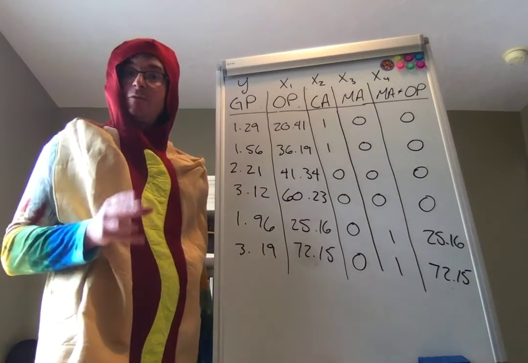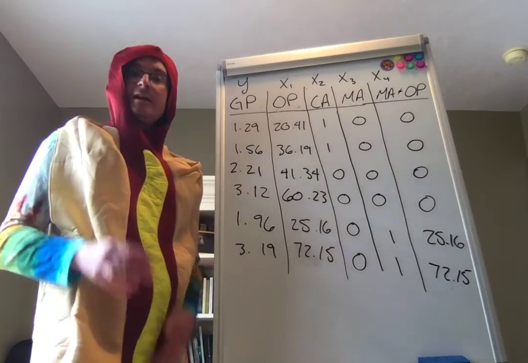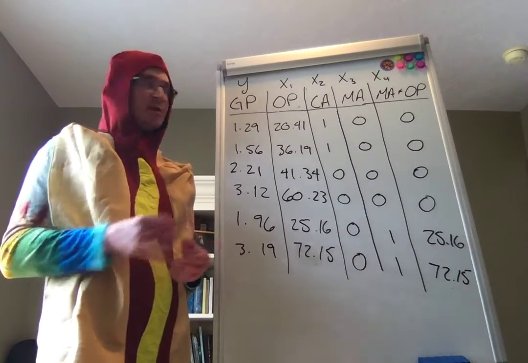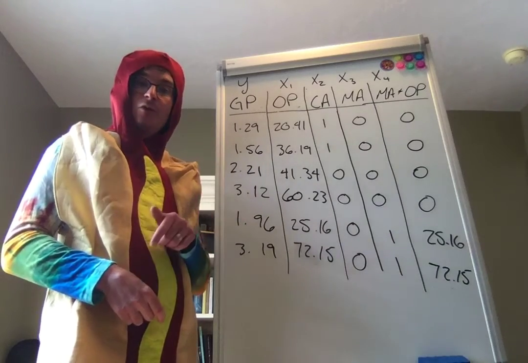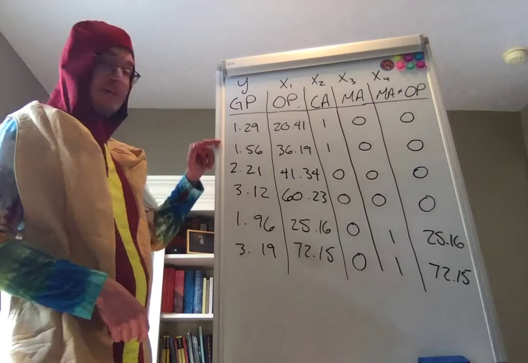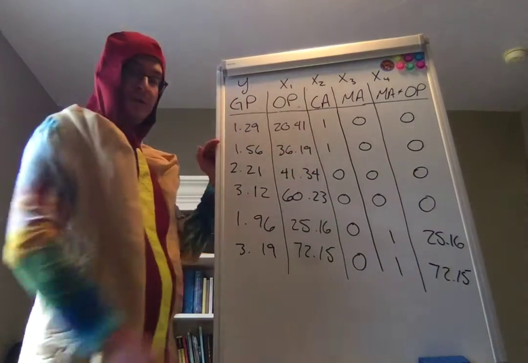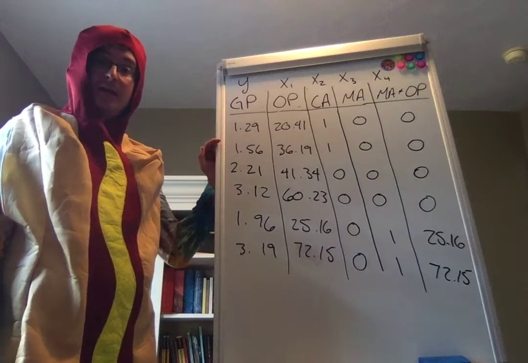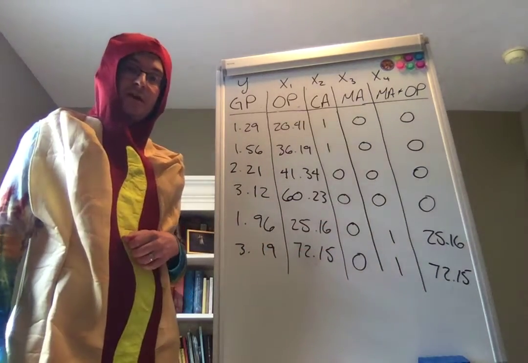Notice that California is a categorical or dummy variable because it's like, did this observation of gas price occur in California? That is a yes or no question. So right here, our first two observations, where we have a 1 for California, did occur in California. But these ones down here where we have zeros did not occur in California.